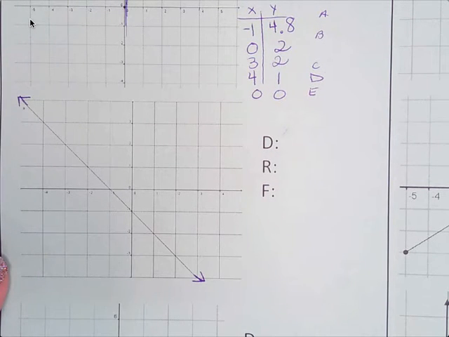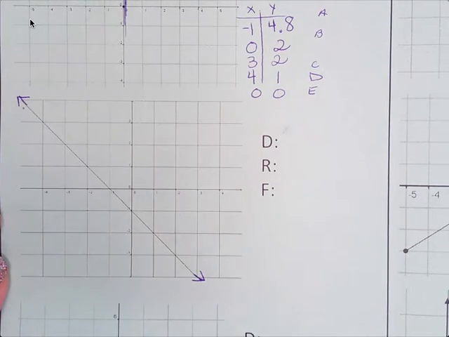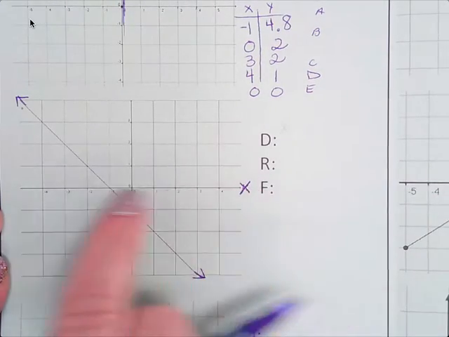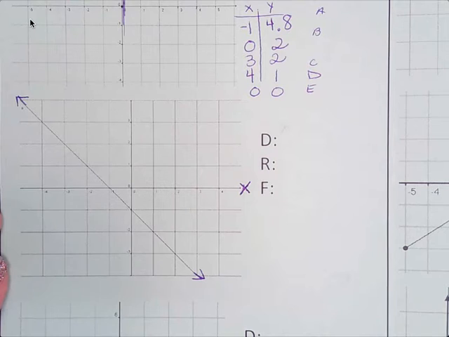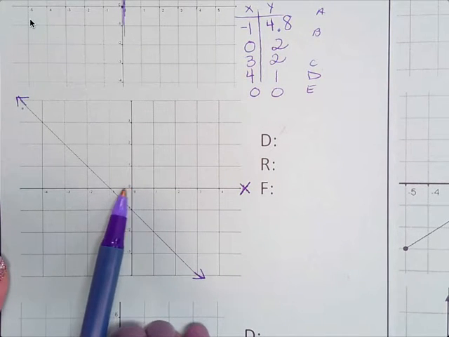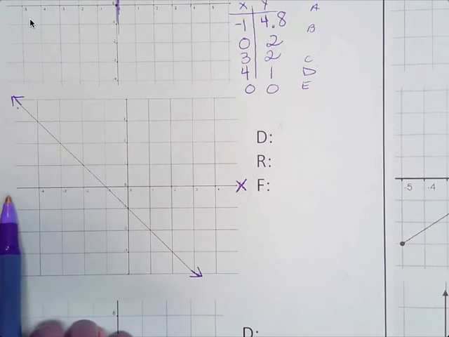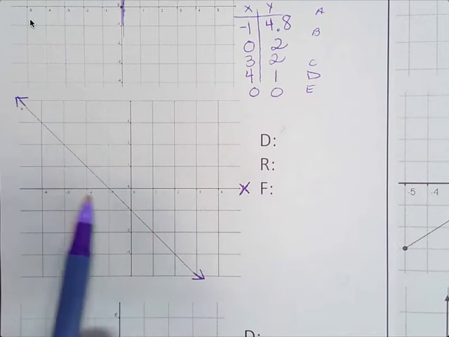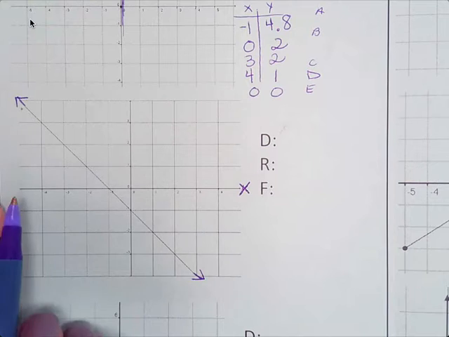So our domain is our x values. So we look at the x-axis. This is our x-axis, the one going left and right. We're going to see if we can find out how far left it goes and how far right it goes. So I'm going to start at the origin. How far left will the x values go? If this has an arrow, what does that mean? It goes to infinity. All right.